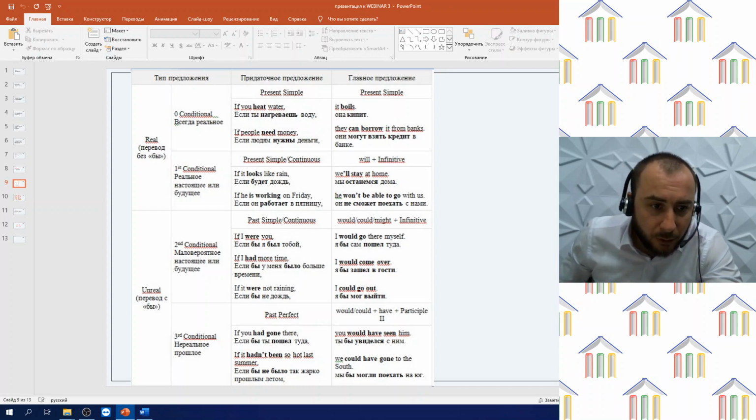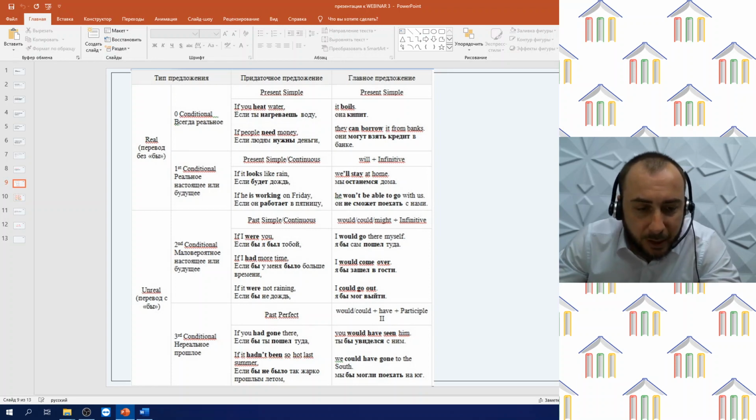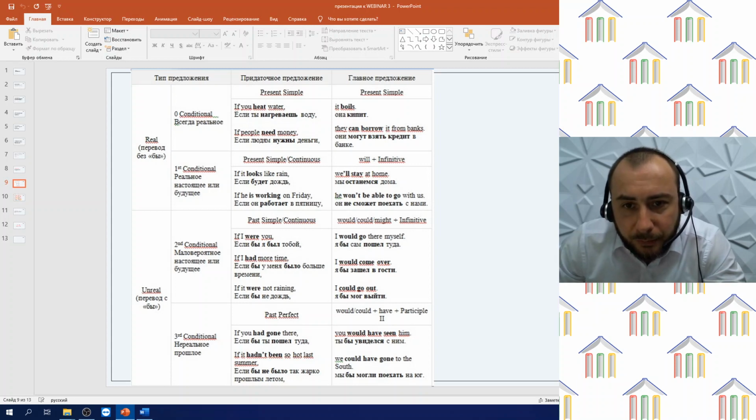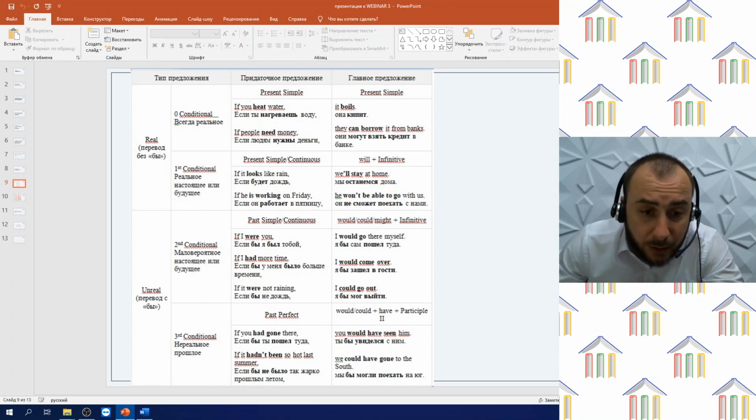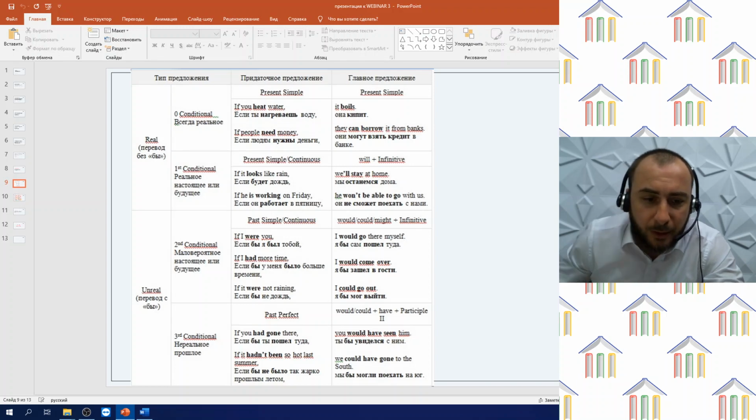First conditional is also real, and it is translated without the word бы, то есть перевод без бы. First conditional expresses реальное, настоящее или будущее. In dependent clause we use present simple or continuous, and in independent clause we use future simple or will plus infinitive. If it looks like rain, we will stay at home. Если будет дождь, мы останемся дома. If he is working on Friday, he won't be able to go with us. Если он работает в пятницу, он не сможет поехать с нами.